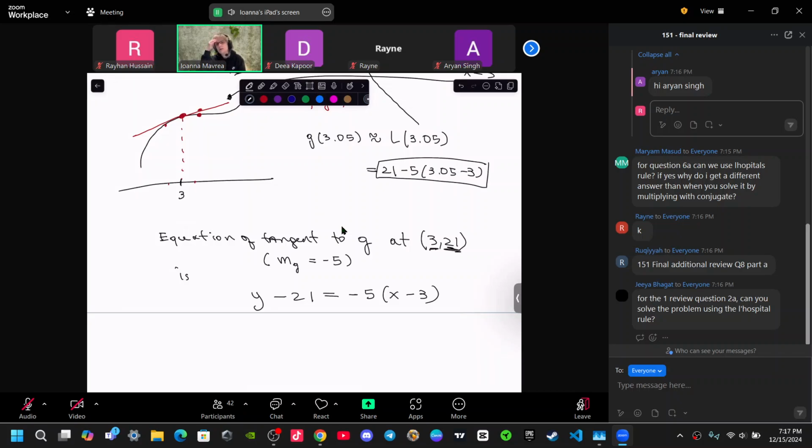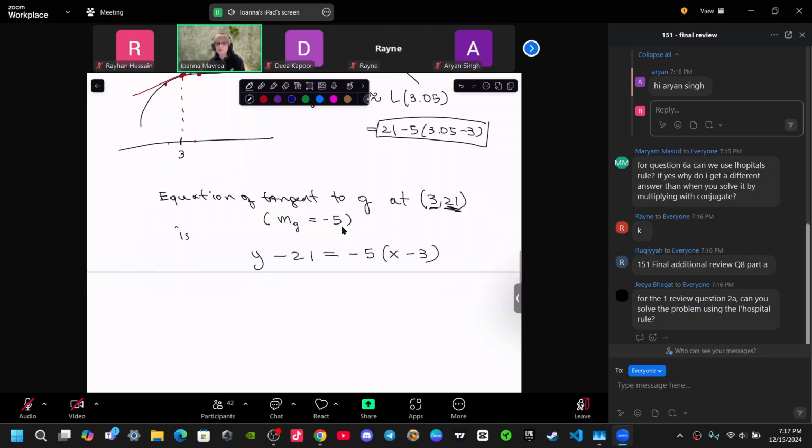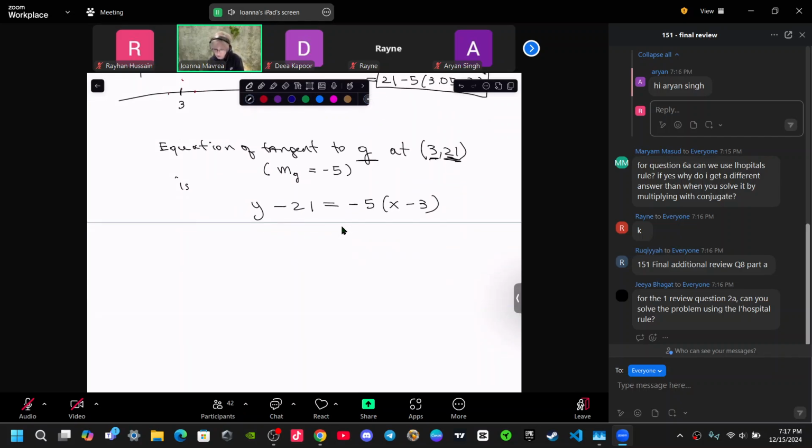So just give me a second. Don't ask all these different questions at once. Let me finish this and then ask. So now if somebody asks, like they did, write the equation of the tangent line to G inverse. You're like, what was G inverse, right? So this is the equation to G.